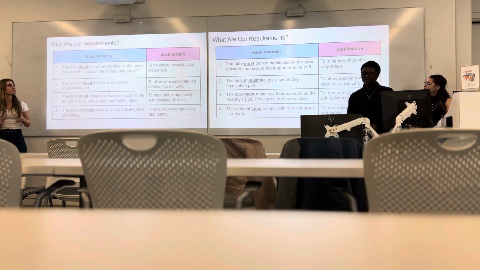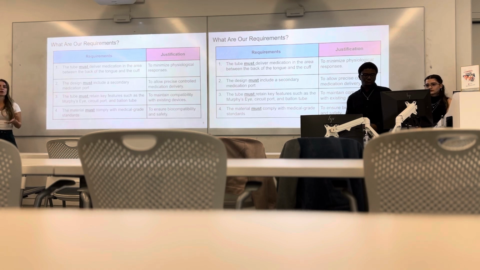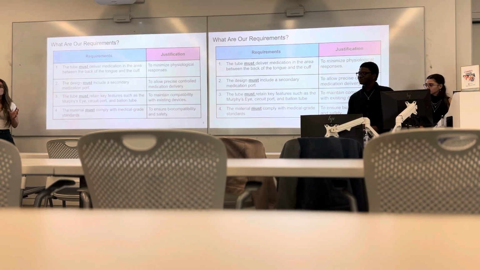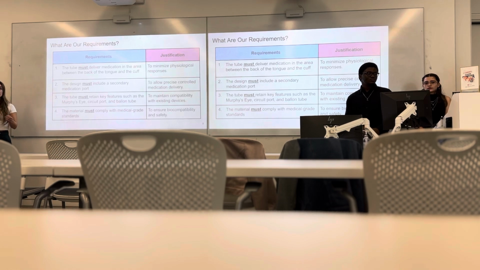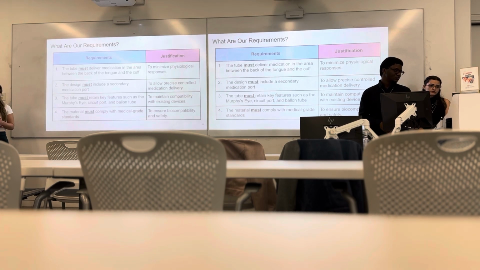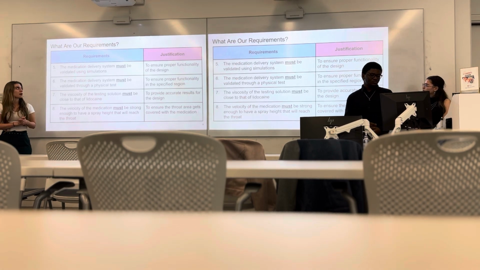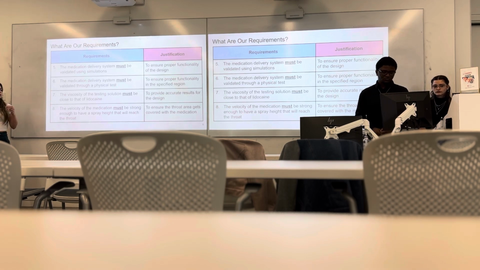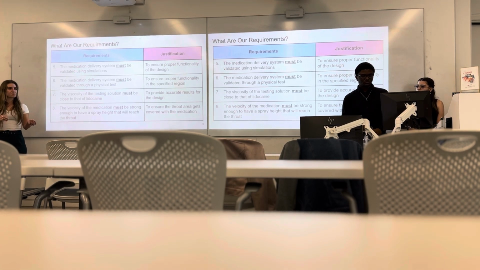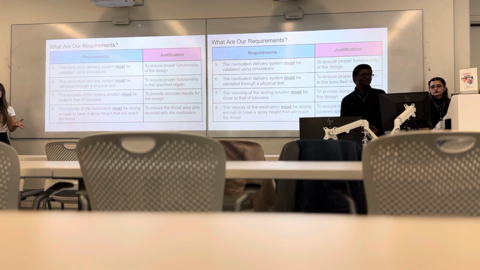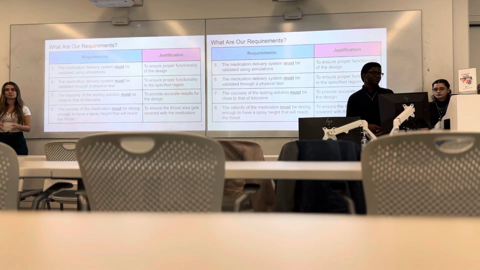The top requirements are that the tube must deliver the medication to our targeted area, which is from the back of the throat, back of the tongue, to the cuff area, which is about the vocal cords, and then it must include a secondary medication port and retain those key features such as the Murphy eye, circuit port, and balloon tube as mentioned earlier. Another requirement was that we had to validate that the medication delivery system was possible through simulations and those physical tests of a model.